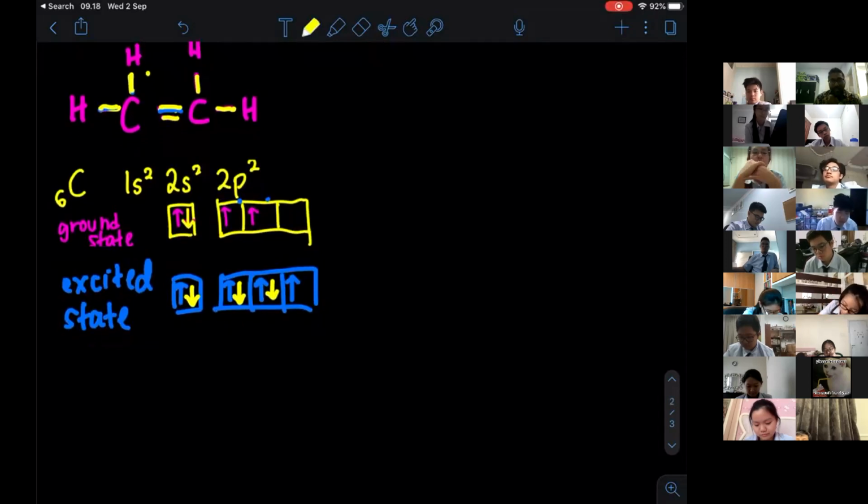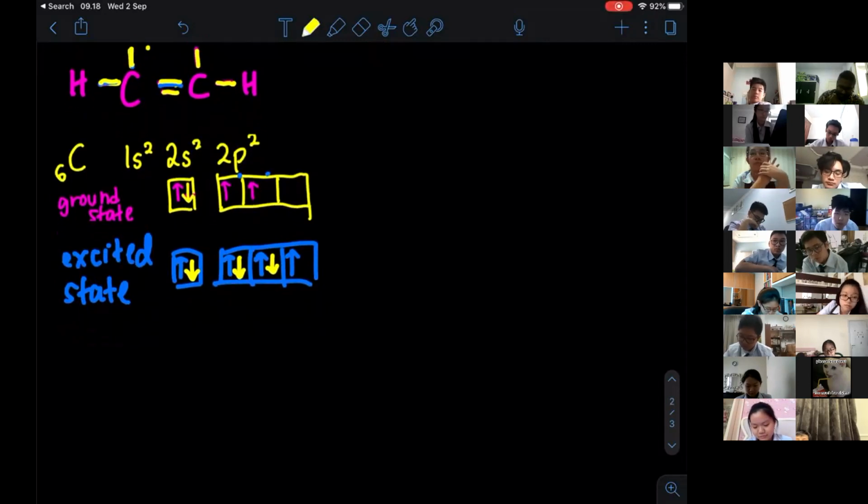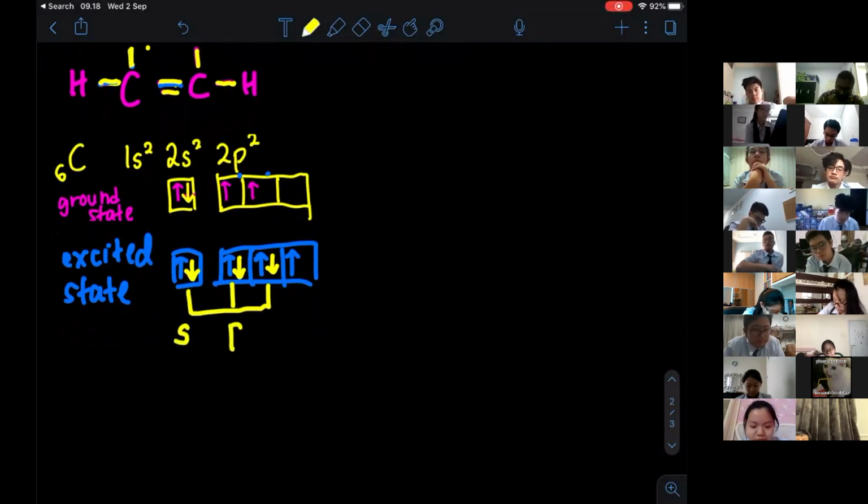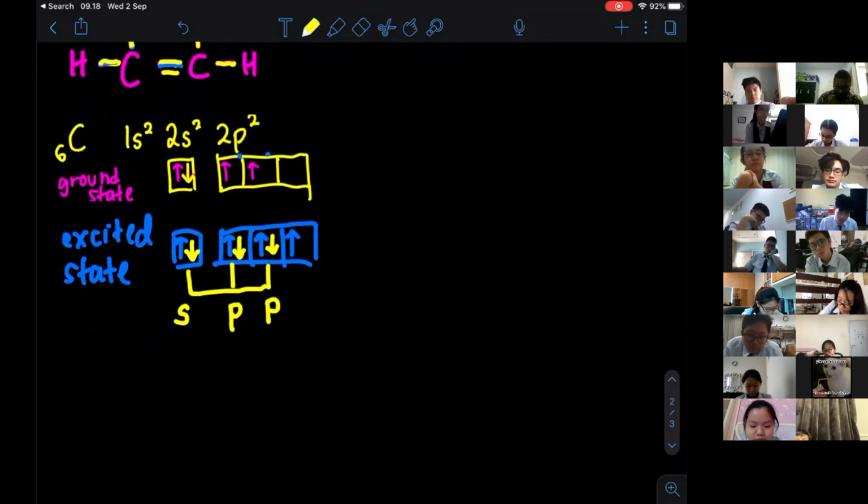So it means how many orbitals are involved for hybrid, or how many of them have to readjust themselves or mix. It means this orbital and this orbital. So we know this is S, we know this is P, we know that this is P. So this is going to be Sp2 hybridization.